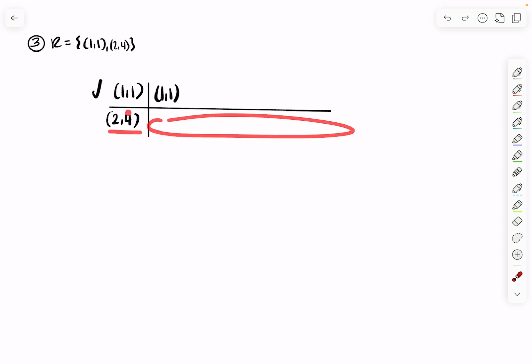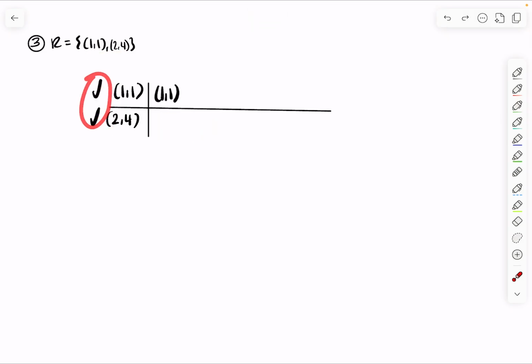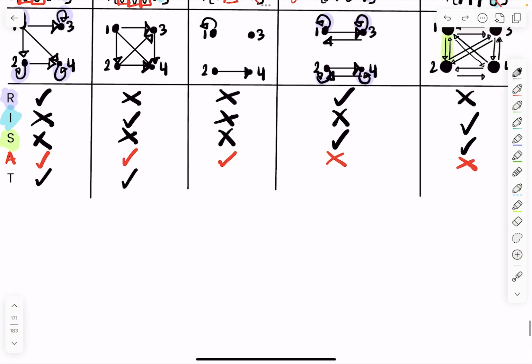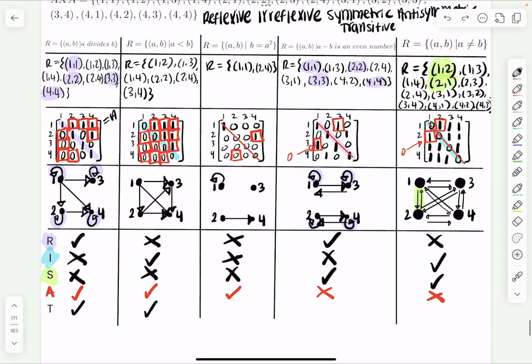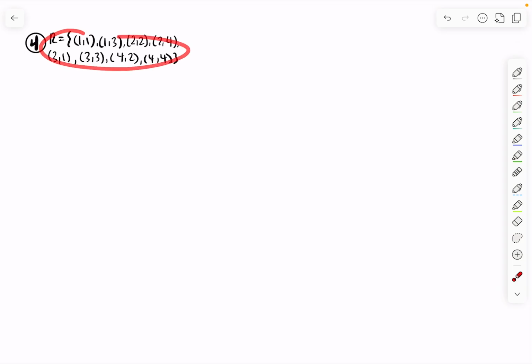The points that are going to go here are the ones that start with 4. Do you have any points here? Any points in your relation that start with 4? No, so there's nothing there. So by default, it's a check. Because you have all checks for all of the points that you have in your relation, it is transitive. So if we go back up here, we're going to do a little check for the third relation. Now, is the fourth relation transitive?